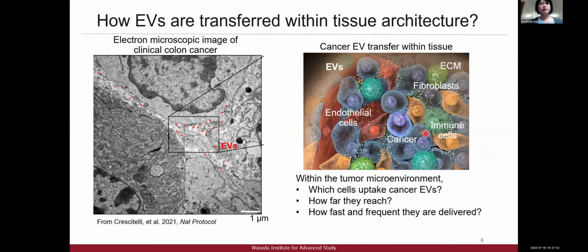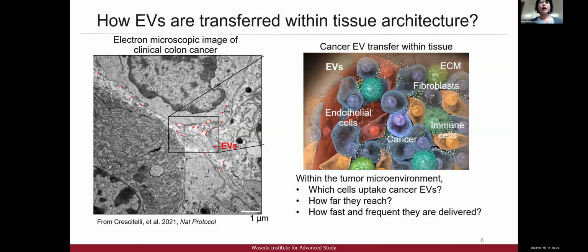First of all, which cells in these tumor tissues will take up the cancer-derived EVs? How far can the EVs secreted from one single cancer cell reach within this highly crowded structure, and how fast can they move through this structure?